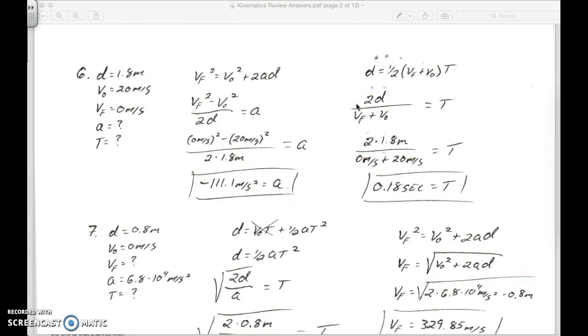Number 6, a hockey player skating at 20 meters per second, so that's the initial speed right here, comes to a complete stop in exactly 1.8 meters. That's a distance. What is the acceleration of the hockey player, and how long did it take him to come to a stop, assuming his acceleration was uniform? Well, since he was stopping, that means his final speed is going to be 0. We're looking for both acceleration and time.